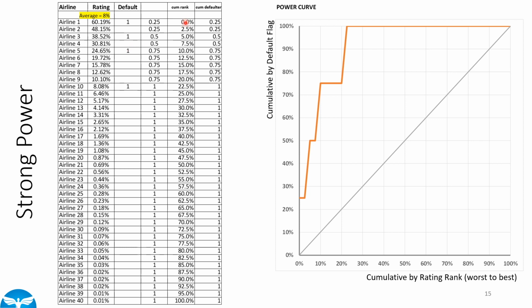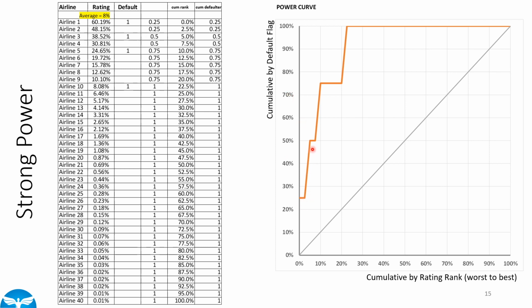So if you now simply accumulate the rank of the ratings here, from the weakest to the strongest, and let that be the x-axis of your chart, and then you accumulate the defaults. There's 4 defaults, so 25% represents each of the defaulters, and you see that they've accumulated up to 100% when you come to airline 10. So if you plot this diagram, you have the cumulative ranking from the worst to the best on the x-axis, and on the vertical axis the cumulative default flags.